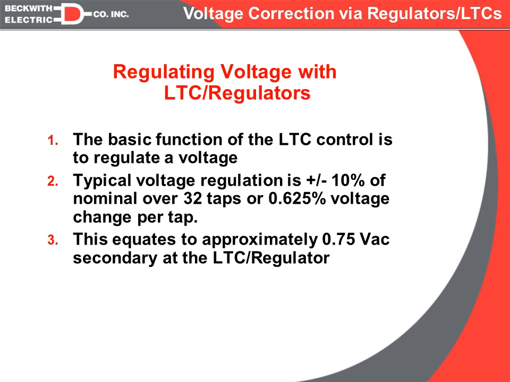But as a general rule of thumb, all single-phase regulators and the majority of load tap changing transformers allow the load side voltage to be either increased or decreased in 0.75 volt increments, with 16 increments raising the voltage and 16 increments lowering the voltage.